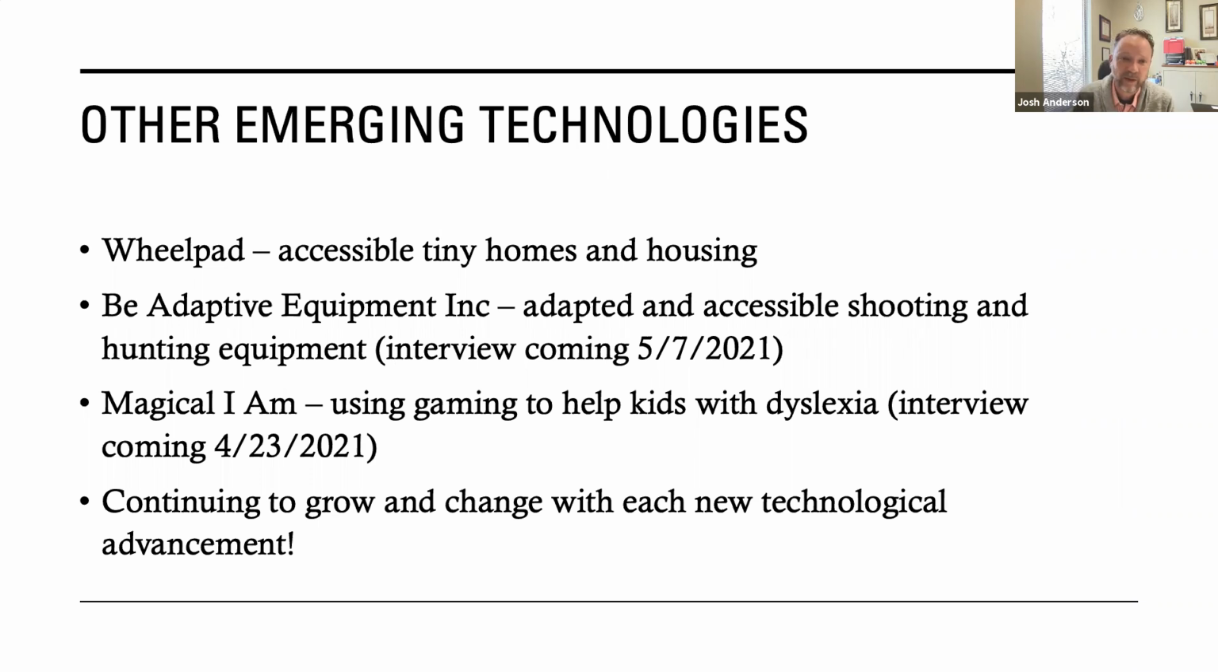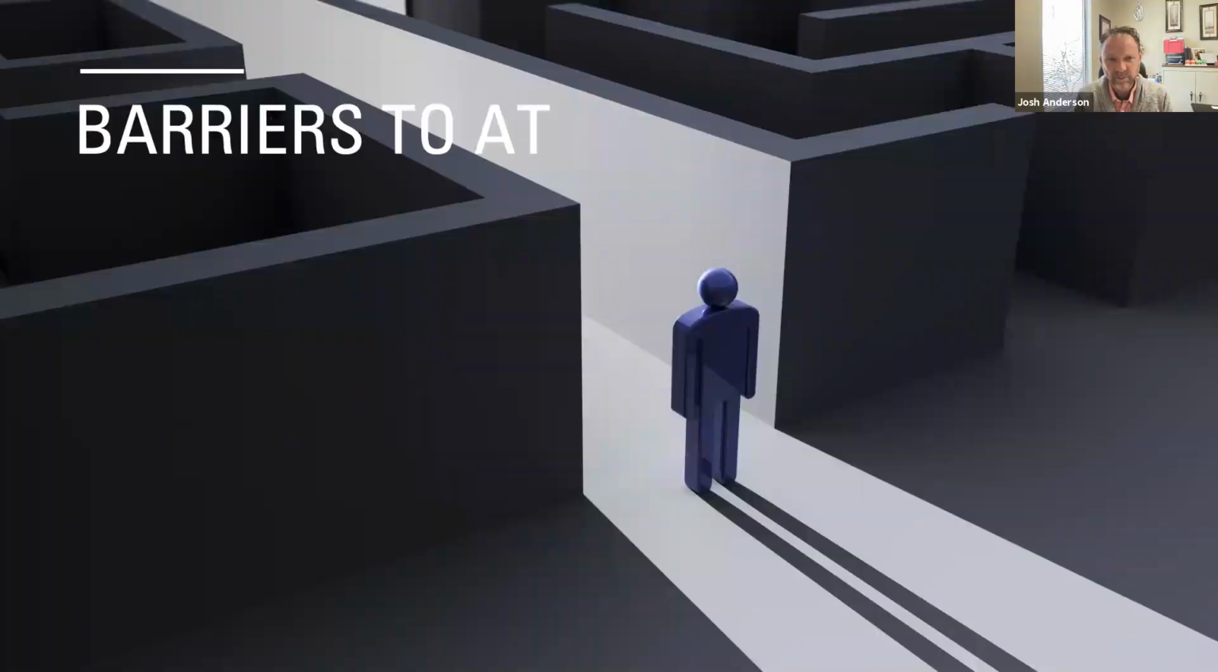Be Adaptive Equipment makes adaptive and accessible shooting and hunting equipment for individuals with disabilities. Magical I Am is making a mobile game to help kids with dyslexia. So all these things just continue to grow and change. And with each new technological advancement, there's a way to move them into that AT space, and a way to be able to get them to help get over some of those barriers for individuals with disabilities.